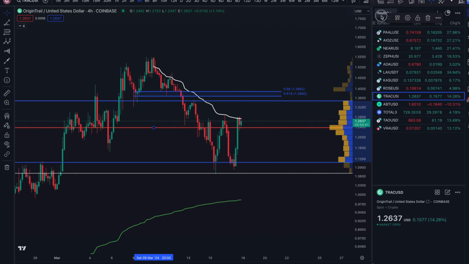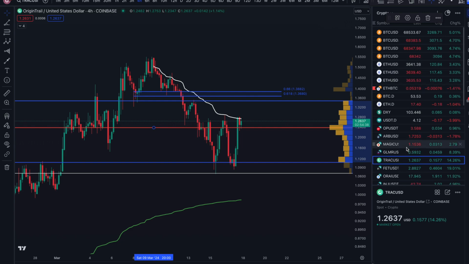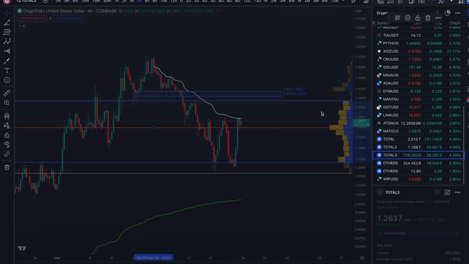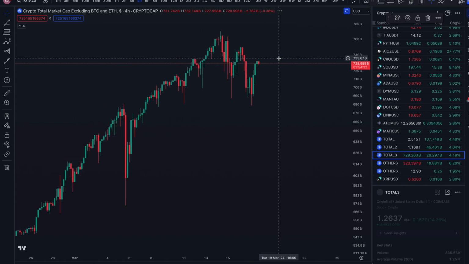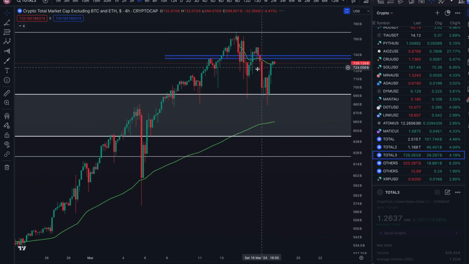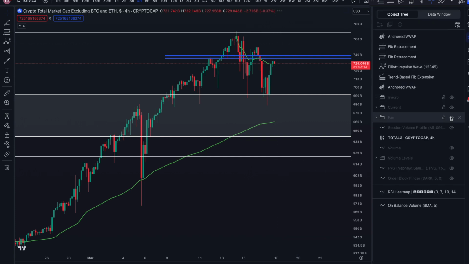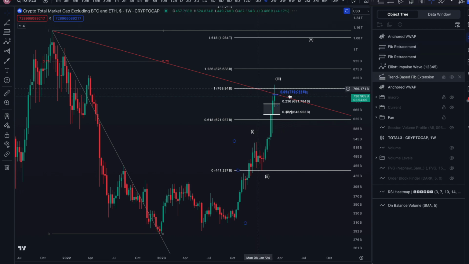Just the last thing I want to look at is Total 3, because I love to see where Total 3 is generally. Again, Total 3, coming into the wave 4 area, currently breaking the downward VWAP. This is going to be resistance here, but let's just see where that fan is, because the fan is very important. So we're right on that fan, and on Total 3 we could get the 1.236. I think that's the next big resistance.